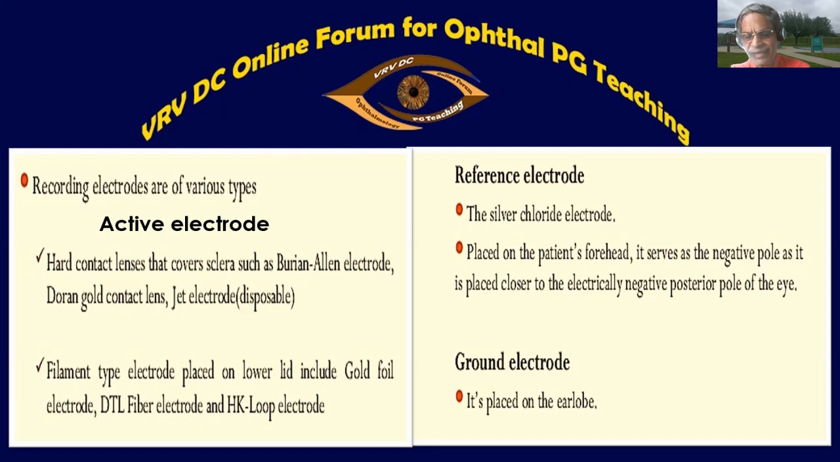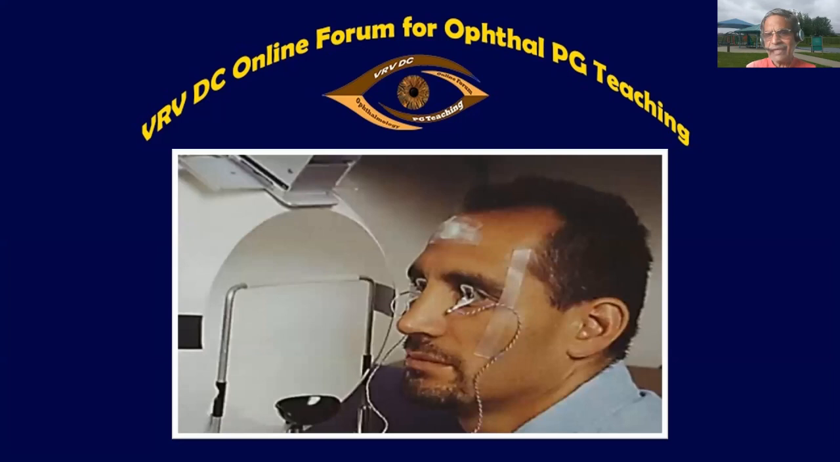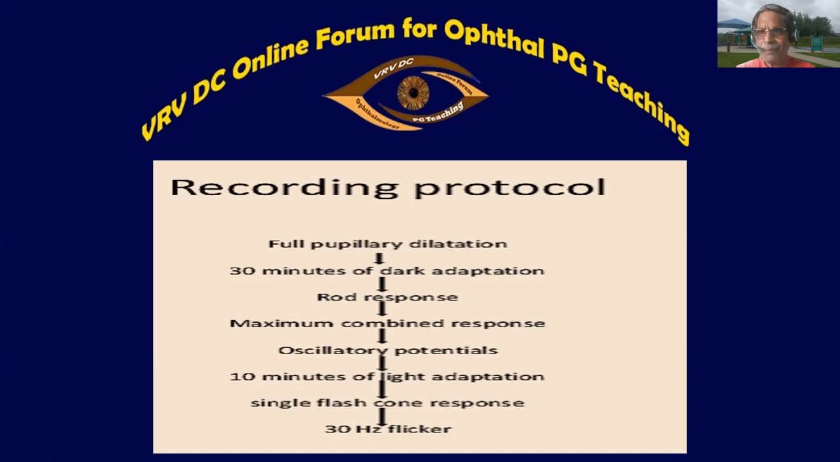Next is the electrodes. You have one electrode here, one electrode here, and one electrode on the earlobe. There are three types of electrodes for recording purposes. What's the recording protocol? I already told you: full pupillary dilatation. Then the patient is to be kept in the dark. That is called a dark adapted eye, for at least 30 minutes.